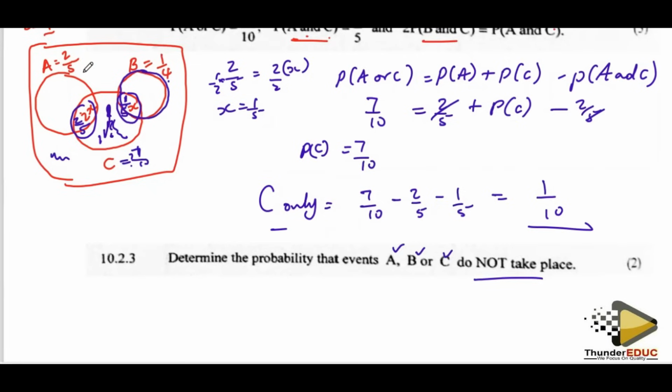And we know that this 2 over 5 is the same as this 2 over 5, so that is a 0. I'm going to get 1, which is my total probability. I'm going to subtract the whole of 1 over 4. Okay. I'm also going to subtract the 2 over 5 for this part. And then I'll also subtract 1 over 10 for the C only.